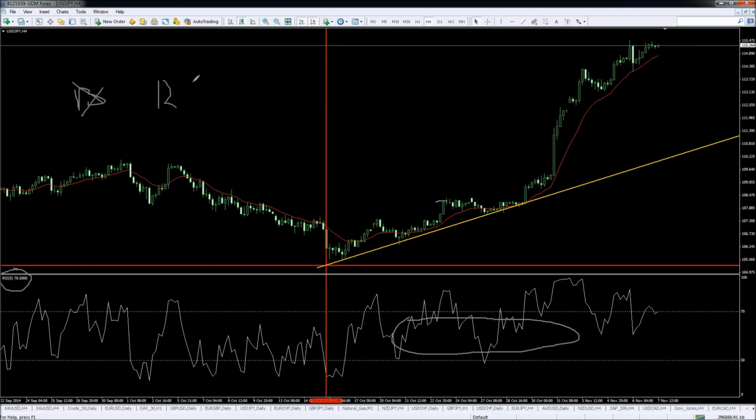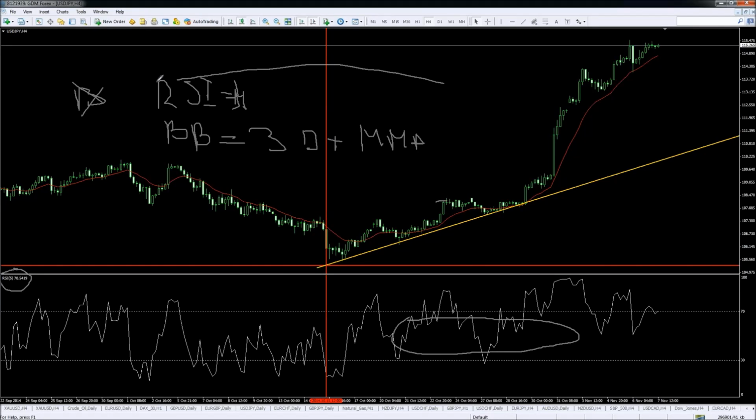It was a B, it was an R. Relative strength index will be equal to 14. Don't forget the 1. And then we have Bollinger Bands equal to 3 deviation plus 14 moving average. Okay. Now those things, as we presented the last time, should apply on the smaller time frames.